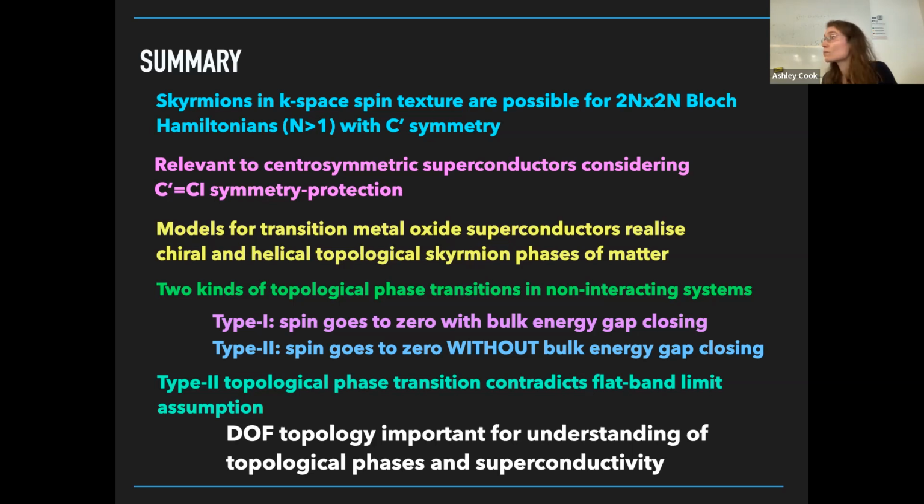Just going on from this, have you got any general insight into features of the Hamiltonian that might make it susceptible to having an extra topological feature? Or so far, is it just specific examples?